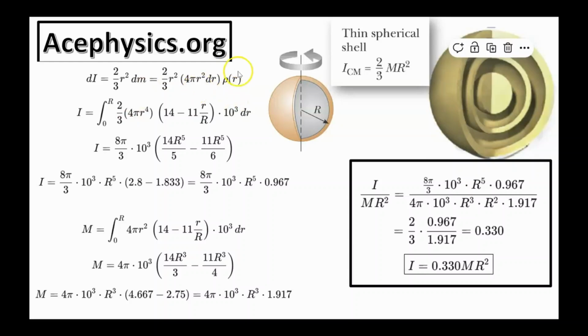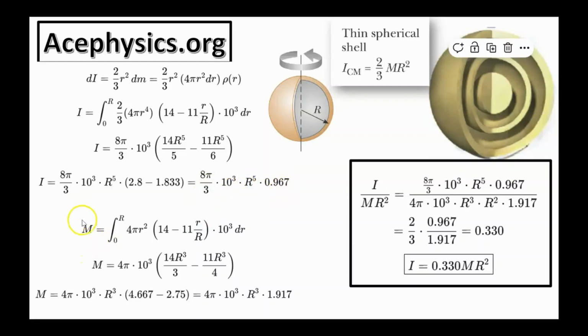dm is equal to volume times density. The volume of the shell is 4 pi r squared dr. This is the area of a sphere, and you multiply by dr, a small thickness. To calculate the total moment of inertia, I sum each individual moment of inertia by taking the integral from 0 to R of this expression, where I replaced rho with the given expression for the problem. This is a very simple integral to compute. The work is shown here, and we find the moment of inertia equals the constant 8 pi over 3 times 10 to the third times the radius of the Earth to the fifth times 0.967.